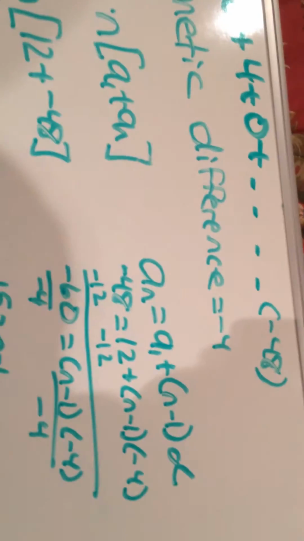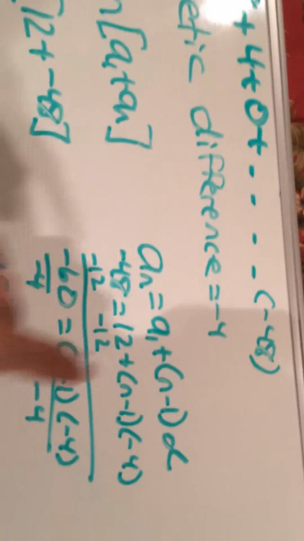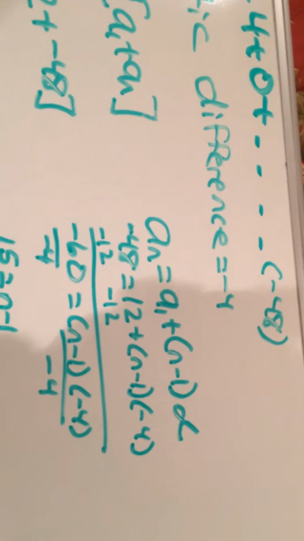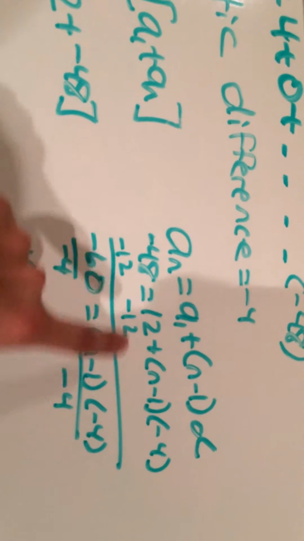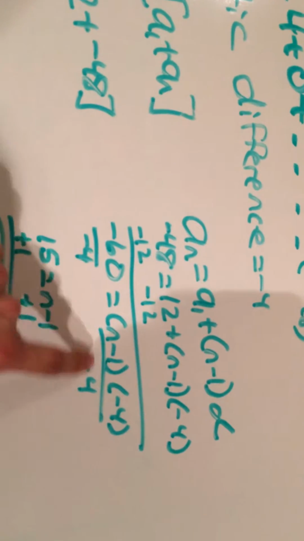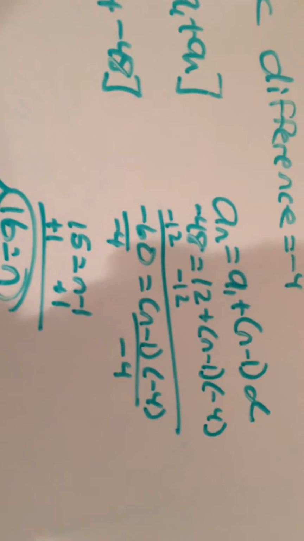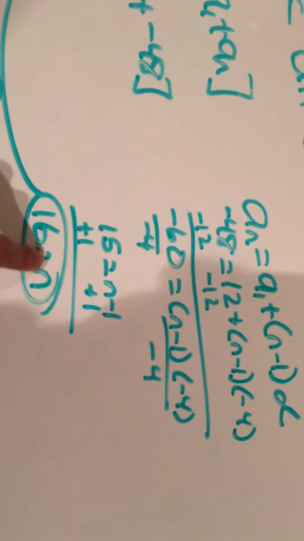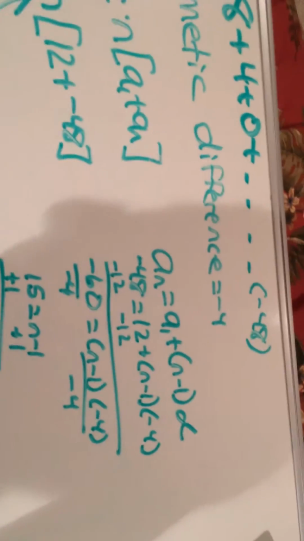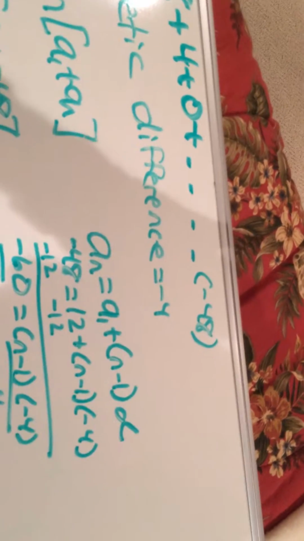And in fact I can, because remember, n is just the number of terms I'm adding in the sequence, which is another way of saying what number term is negative 48. So I plug in negative 48 for an, and solve for n. I add minus 12 to both sides, so negative 60 equals n minus 1 times negative 4. Divide by negative 4 on both sides. Negative 60 divided by negative 4 is 15. Add 1 gives me 16. So I found that n is 16. In other words, negative 48 is term a16.